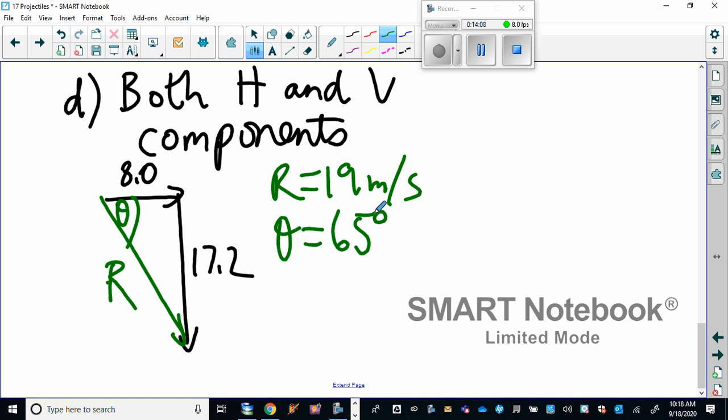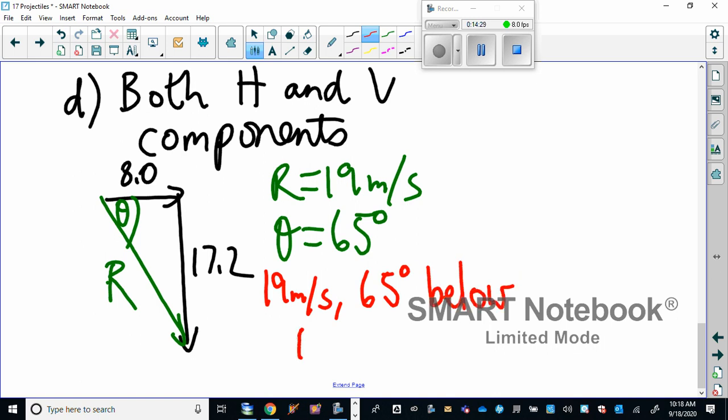And so your answer for this question, you got to be careful you word this correctly because we're not dealing with north, south, east, west. We're dealing with down and we're dealing with horizontals and verticals. So the best way to express this answer is 19 meters per second, 65 degrees below the horizontal. Right, and let's just go over that. 65 degrees below the horizontal. Here's the horizontal, and we're going to go 65 degrees below it. So that's the best, if not the clearest, way to express the answer for this question.